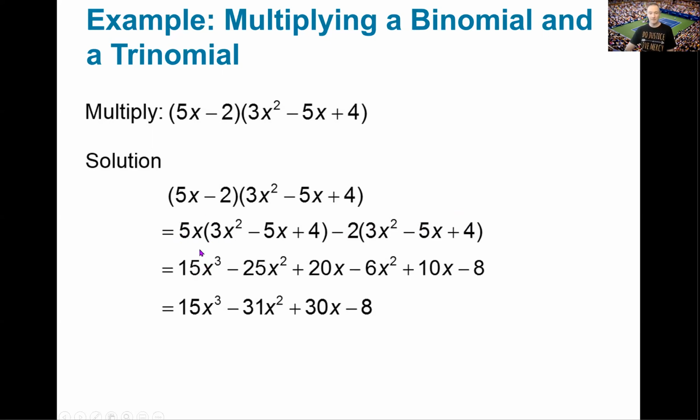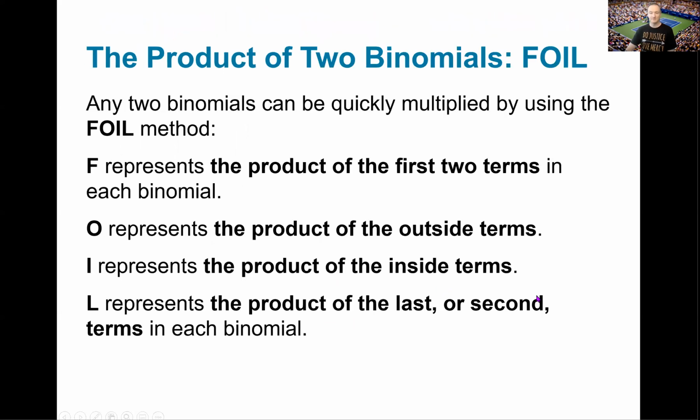I get 15x to the third minus 25x squared plus 20x when I distribute the 5x. When I distribute the minus 2, I'll get a minus 6x to the second plus 10x, and then negative 2 times 4 is minus 8. At that point, it's just collecting your like terms. You only have the one x cubed, so I have 15x cubed. We have 2 x squared terms. Minus 25 minus 6 gives me minus 31x squared. Then I'll have plus 30x and minus 8.